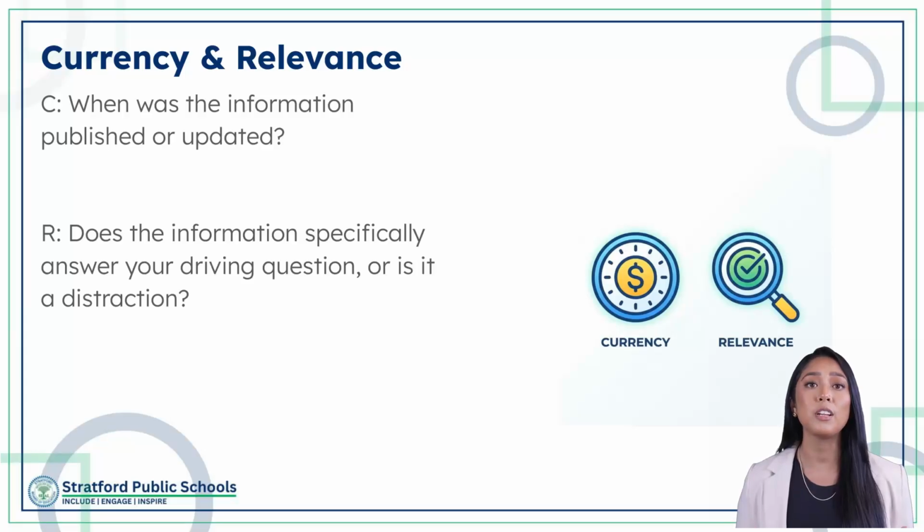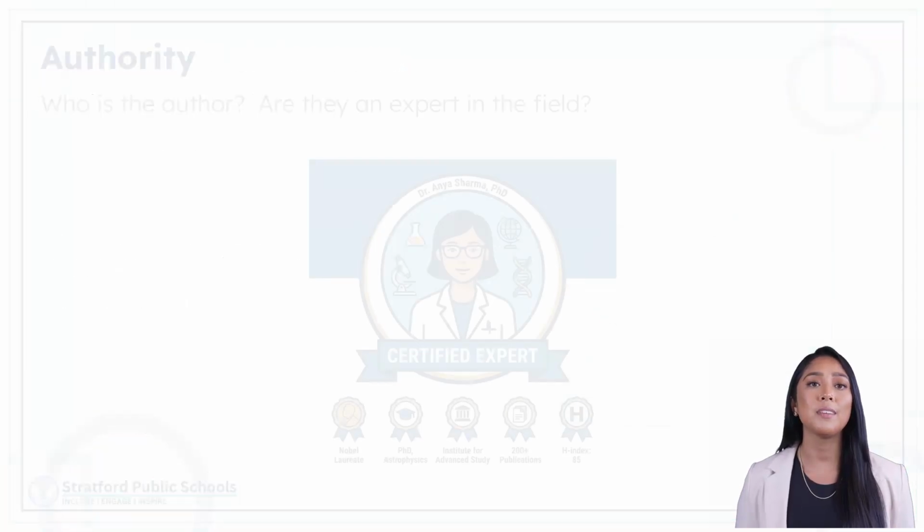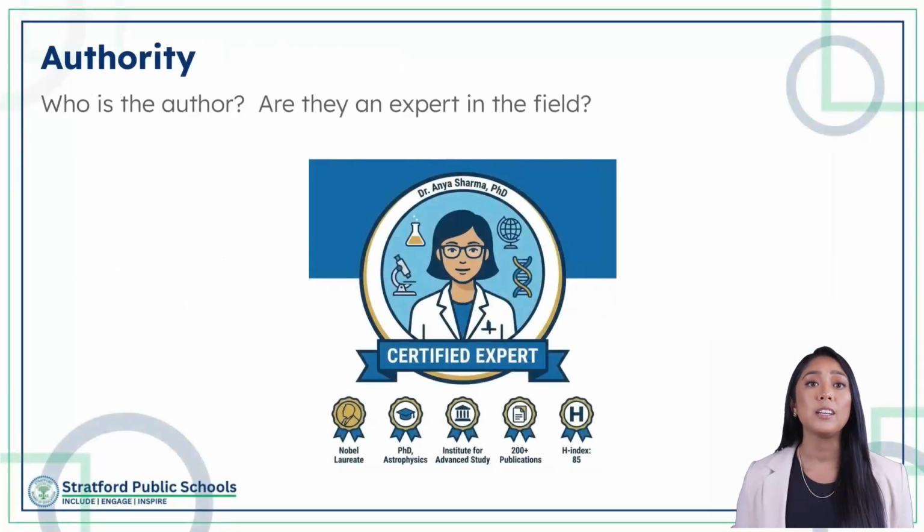The R is for relevance. Does the information specifically answer your driving question, or is it a distraction? Teach students the power of the Control-F feature to quickly scan for relevance. The first A is for authority. Who is the author? Are they an expert in the field? We need to look for credentials, a PhD, a governmental agency affiliation, or a reputable university. If the author is anonymous or the site is clearly selling a product, the authority is highly suspect.